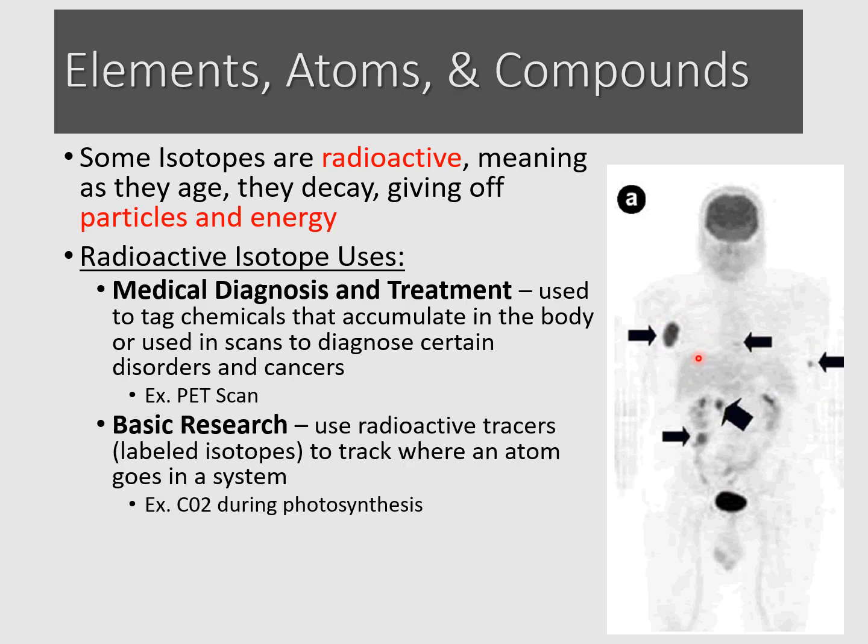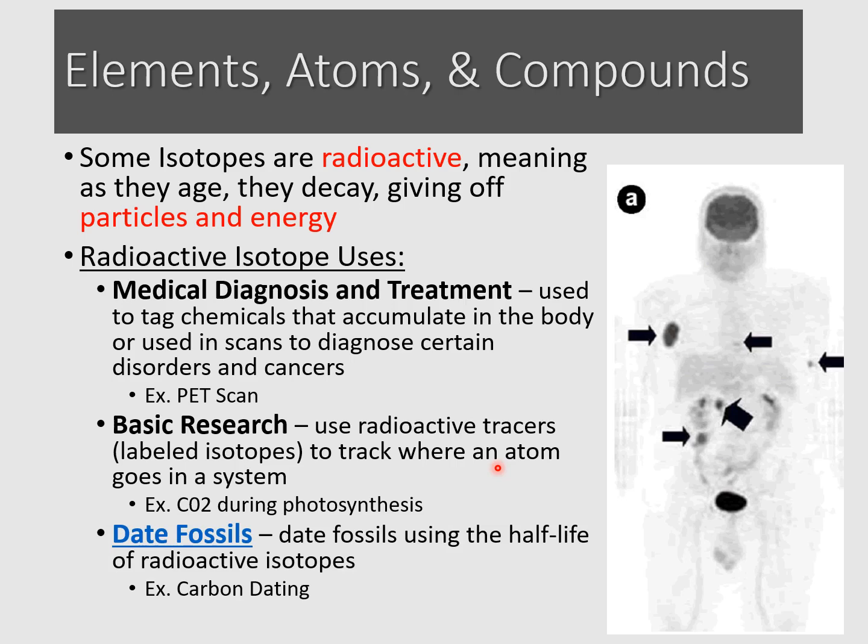In basic research, we can use radioactive tracers or labeled isotopes to track where an atom goes through the body, through a system. So we can track a compound such as CO2 through a plant during photosynthesis. So we know exactly where it goes through the process of photosynthesis in the plant.